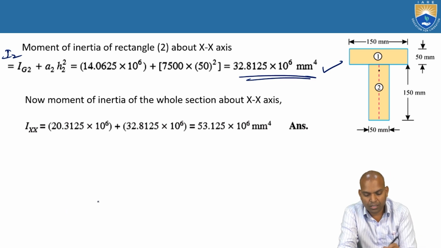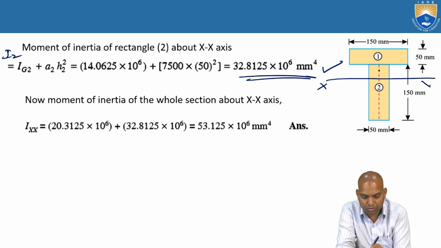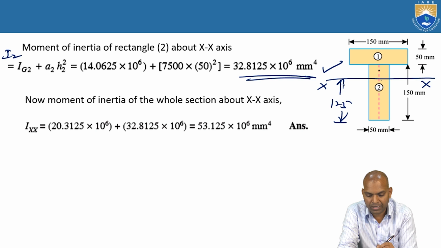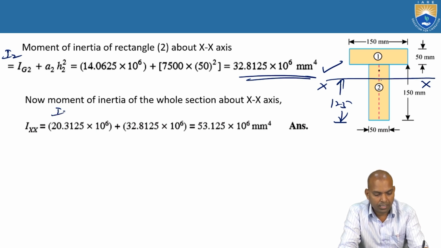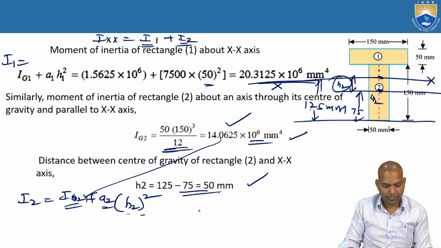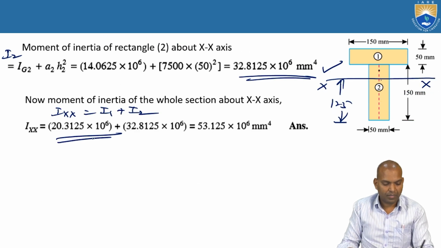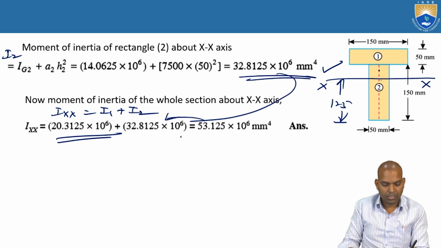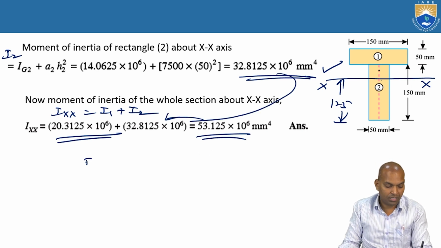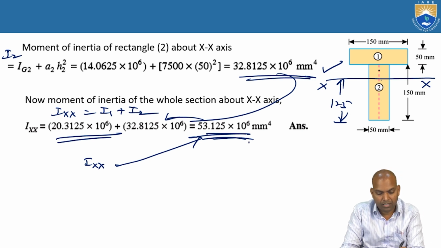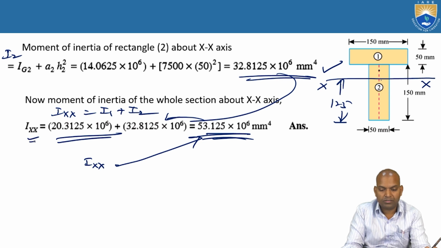Now, the moment of inertia passing through the centroidal axis XX, at a distance of 125 millimeters, equals IXX equals I1 plus I2. What about I1? This is I1, 20.3125 into 10 power 6 millimeter power 4. What about I2? This value. The sum of I1 and I2, we got it as IXX. That IXX is 53.125 into 10 power 6 millimeter power 4. Now, this part is over. What did they ask?